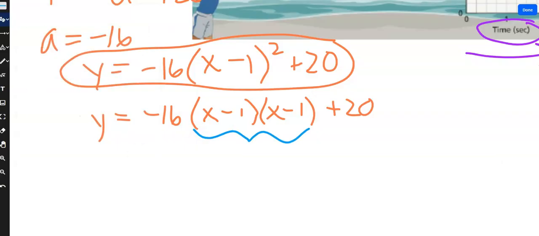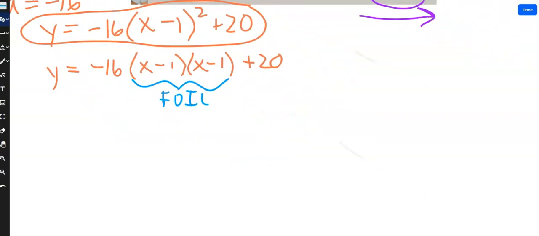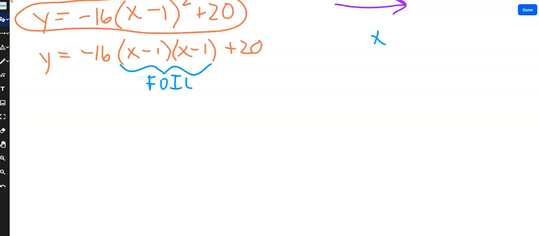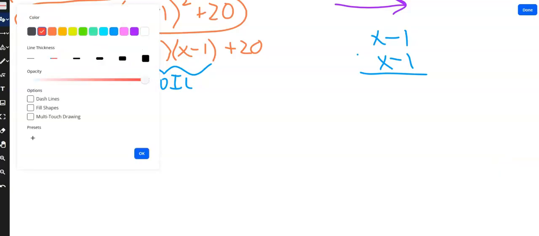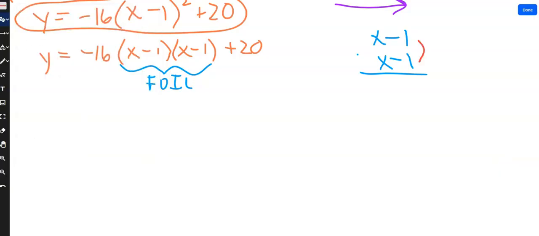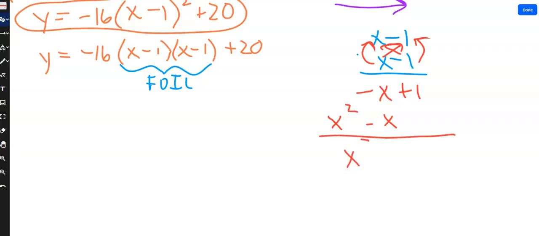And I would want you to start here with the FOIL. You can do it in several ways. If you want to line them up vertically, try the old elementary school style method. That would work. Negative 1 times negative 1 is positive 1. Negative 1 times x is negative x. X times negative 1 is negative x. X times x is x squared. And then you could add those together: x squared minus 2x plus 1.